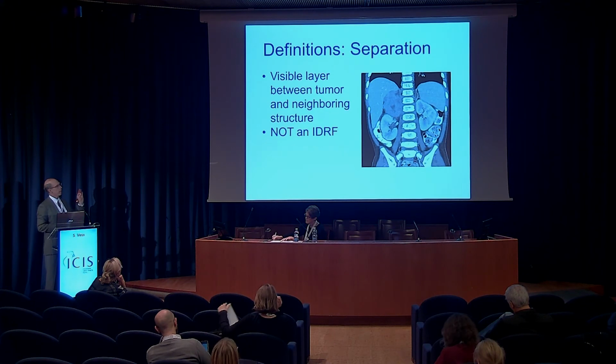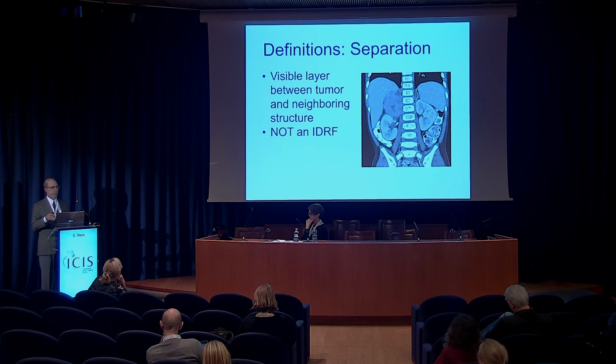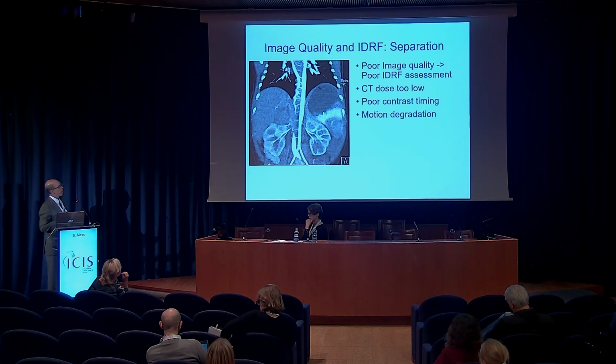So separation is not an image-defined risk factor, and that means if there's a visible layer between the tumor and an adjacent structure like the kidney or like the liver, this is not considered an image-defined risk factor. So what the surgeon hears is the likelihood of there being surgically related morbidity is lower because there's not an IDRF.